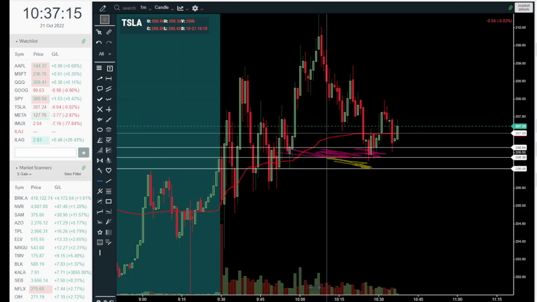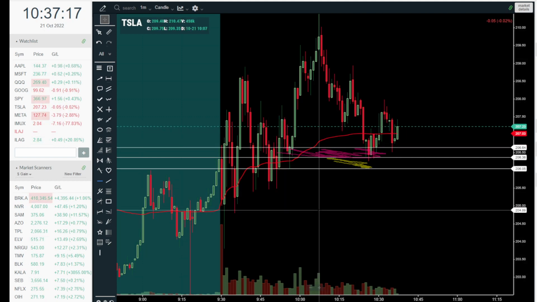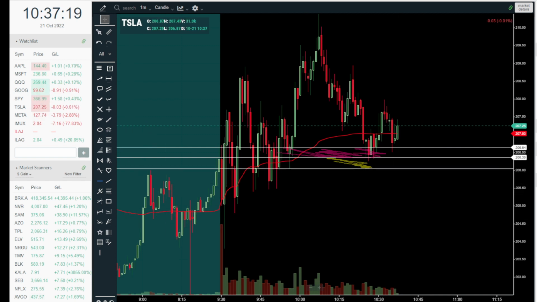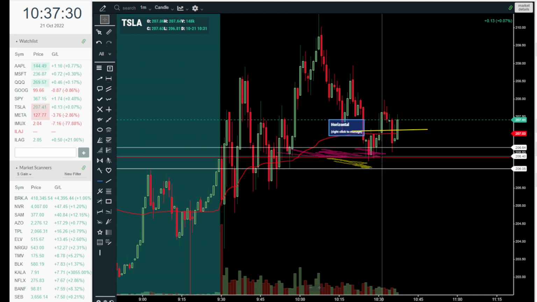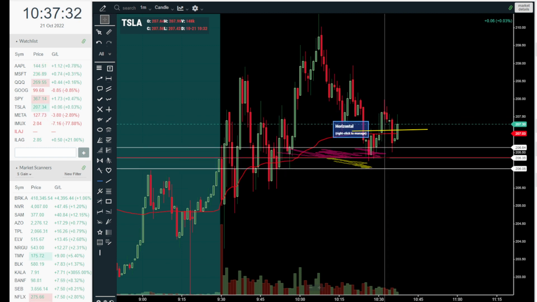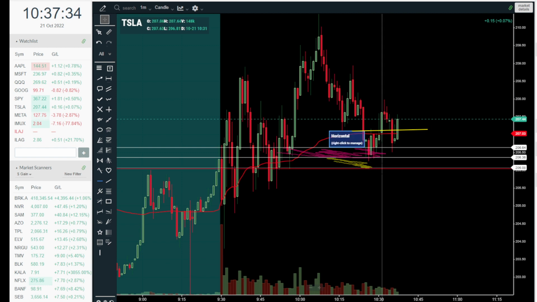So I entered here around 207.14. If I draw here, close to this is my entry now. So let's see what the stock does. We have almost a 40 cent stop loss.